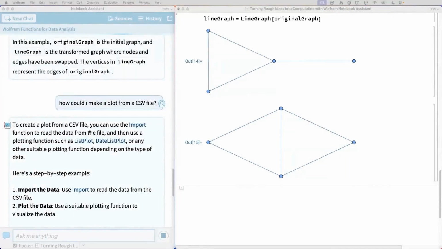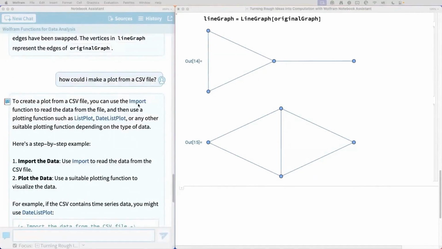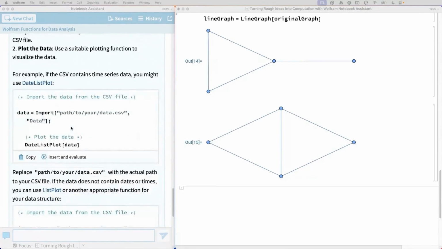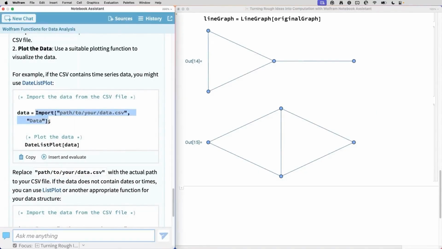Okay, so it gives us all the steps. We should use the import function to read the data from the file, and then use a plotting function like list plot or date list plot. Importantly, not just the plot function, which plots functions rather than data, but list plot and date list plot, which are what we want for a CSV. We can use those, and there we go. And here it gives us how to import something, and then it says, here's how you would plot it.